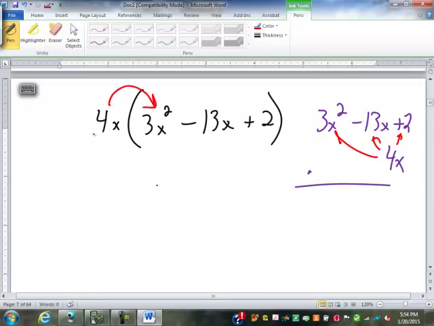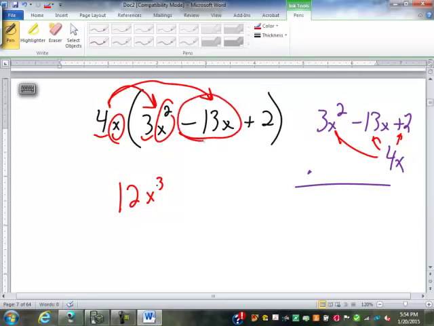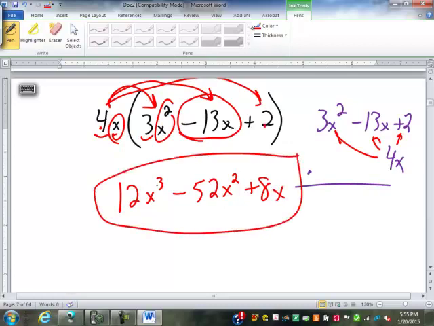4x times 3x squared. Well, 4 times 3 is 12. X times x squared, x to the third, x cubed. Now we're going to do 4x times, not 13x, but negative 13x. 4 times negative 13 is negative 52. X times x, x squared. Then we have 4x times 2, which is a positive 8x. And there it is.